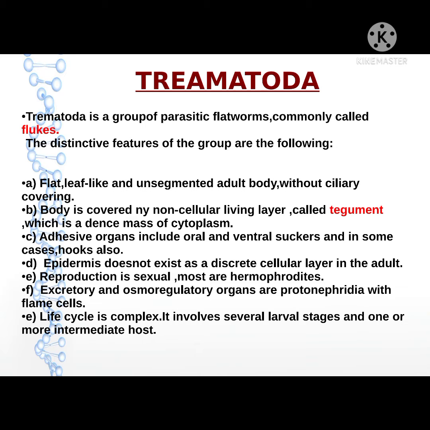Adhesive organs include oral and ventral suckers and in some cases hooks also. Epidermis does not exist as a discrete cellular layer in the adult. Reproduction is exclusively sexual. Most members are hermaphrodites. Excretory and osmoregulatory organs are protonephridia with flame cells. The life cycle is simple or complex. A complex life cycle involves several larval stages and one or more intermediate hosts.